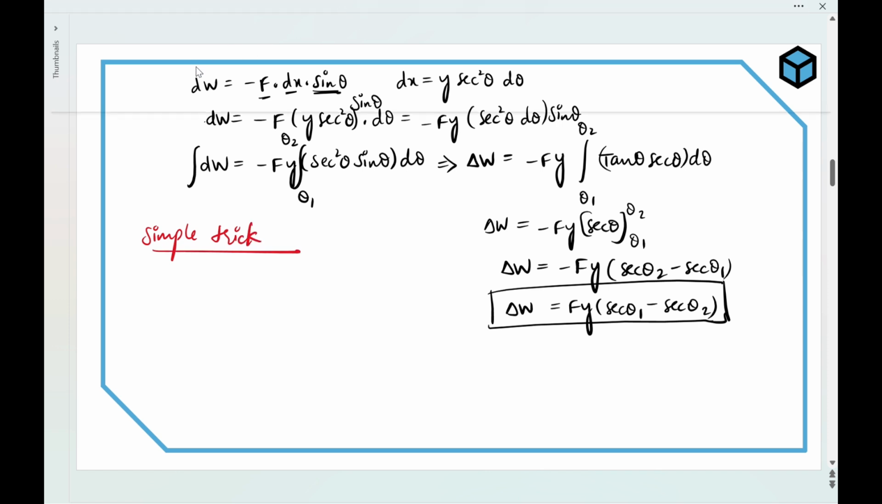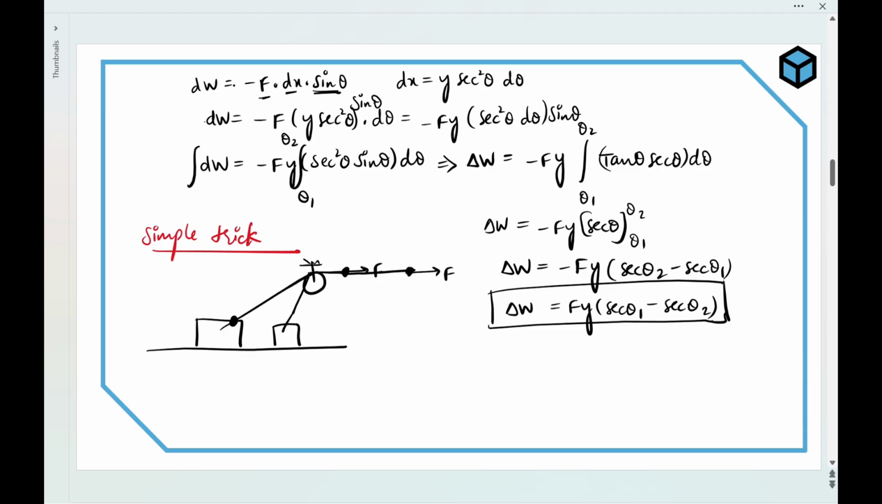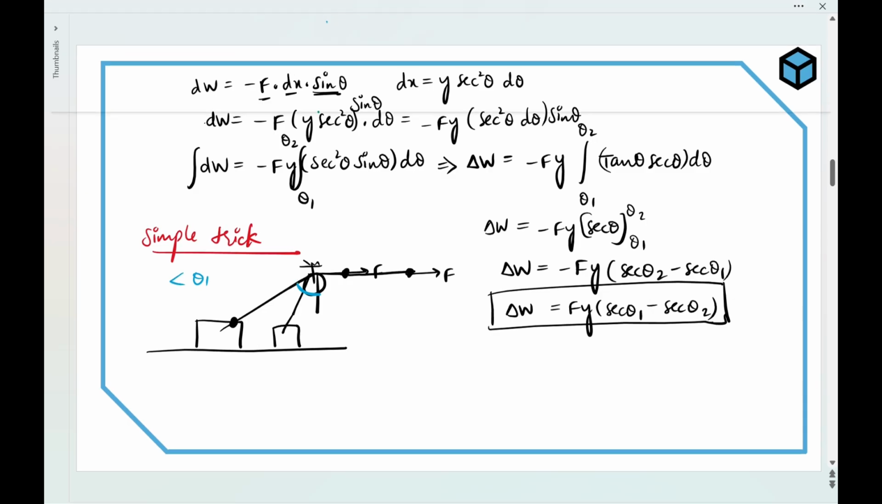So here a simple trick is, we know that the work done by tension will be the work done by the force F. So work acting at this point is also same at this point. When the body comes here, this point will move somewhere here and the force will be F, and the angle would be, let's say, theta 1, and this angle would be, let's say, theta 2.